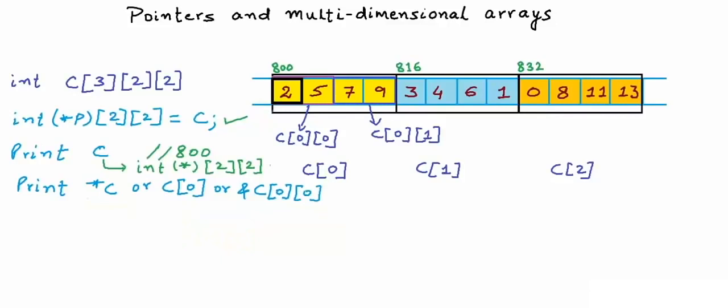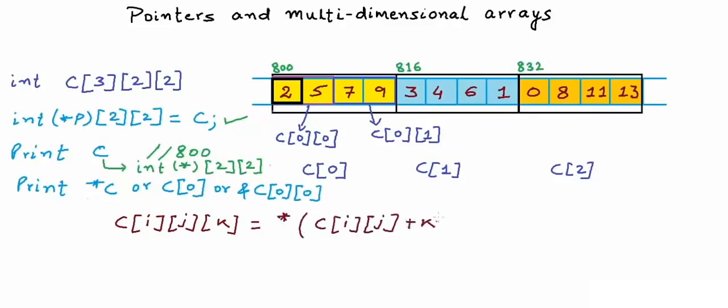C is returning us a pointer to a 2-dimensional array of integers. C itself is an array. There is a difference between the two types. Okay, for C, Cijk, where I, J and K are some indices, can be written as asterisk of Cij plus K.